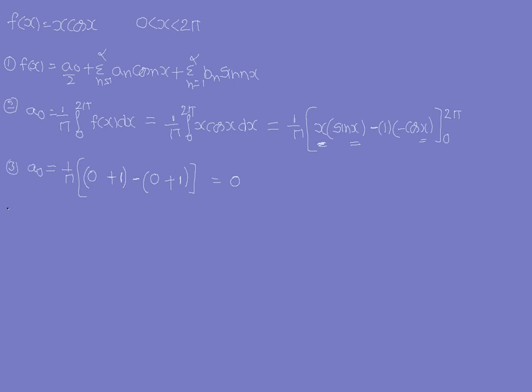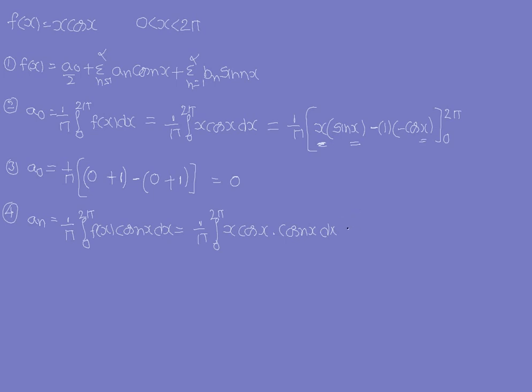Next, the value you have to find out is an. The formula is an is equal to 1 by pi integral 0 to 2 pi f of x into cos nx dx. That is equal to 1 by pi into integral 0 to 2 pi, in place of f of x we write x cos x, into cos nx dx.